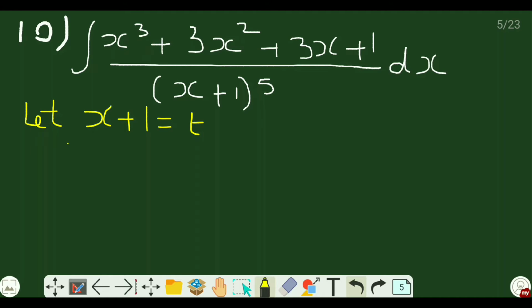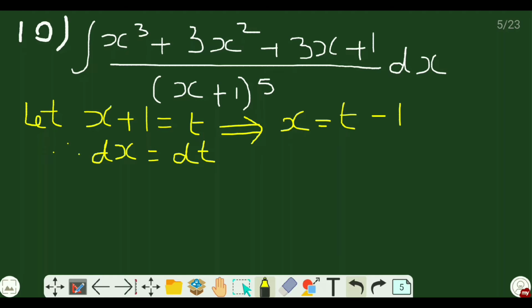And therefore, if you remember in substitution, the next step is differentiating. So, upon differentiating with respect to x, we get 1 dx, that is dx is equal to dt. Also, from x plus 1 is equal to t, we get x is equal to t minus 1.